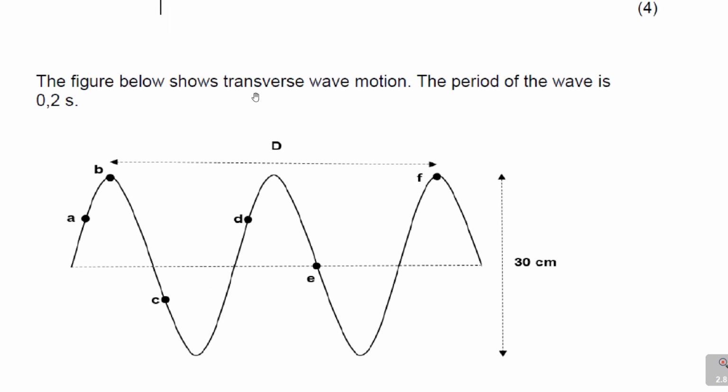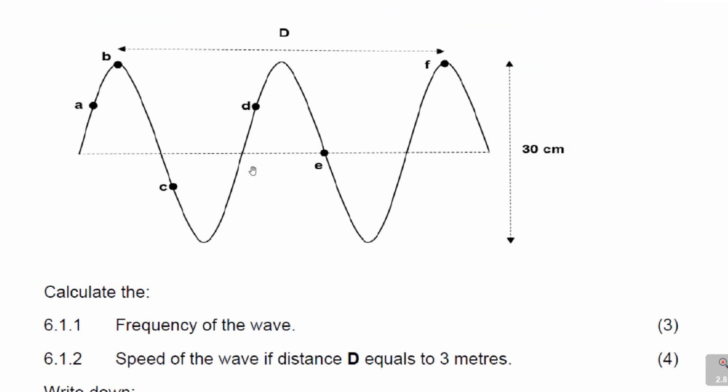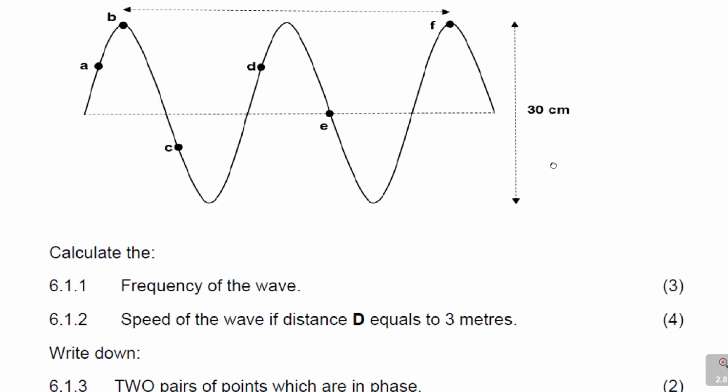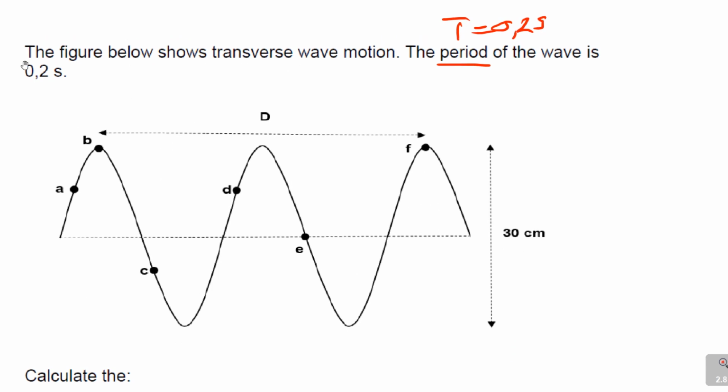The figure below shows a transverse wave motion. The period of the wave is 0,2. Remember, when they say period, you must know it's T. So T is equal to 0,2 seconds. Next question. Calculate the following: the frequency of the wave. Remember, when they give you period, you know the frequency. What is frequency? F is 1 over T. Frequency is 1 over 0,2.